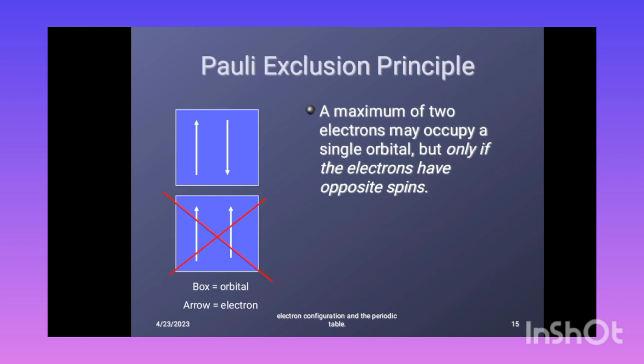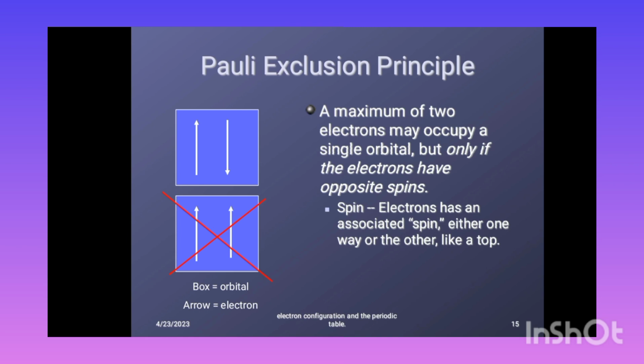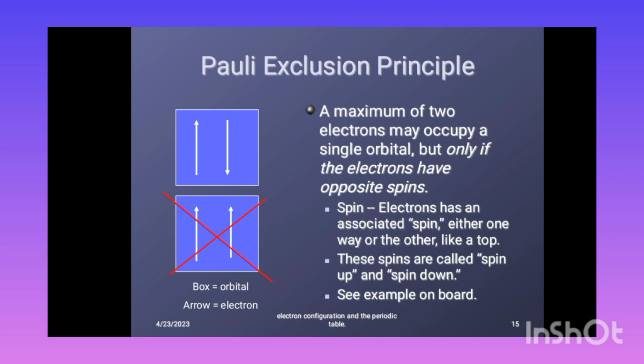The other very important principle is Pauli's exclusion principle. As you observe, a maximum of 2 electrons may occupy a single orbital, but only if the electrons have opposite spin. The electrons should be put in opposite spin. The electron has an associated spin, either one way or the other, like a top. These spins are called spin up and spin down.